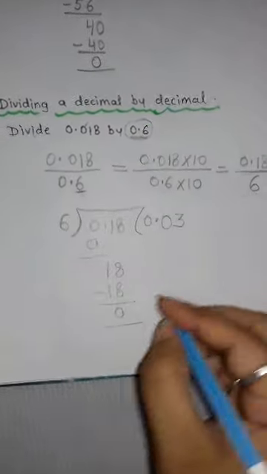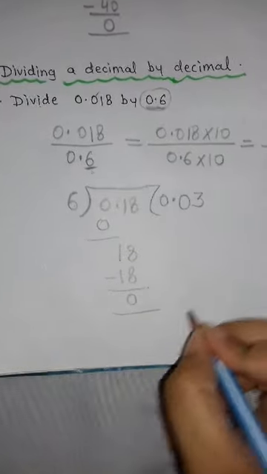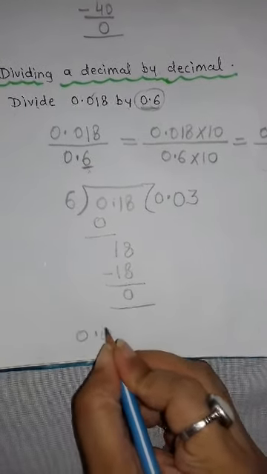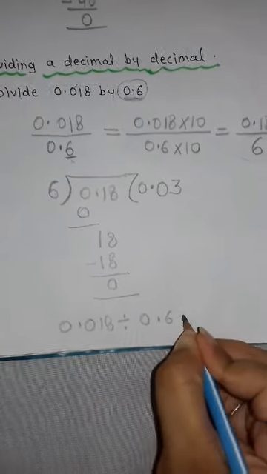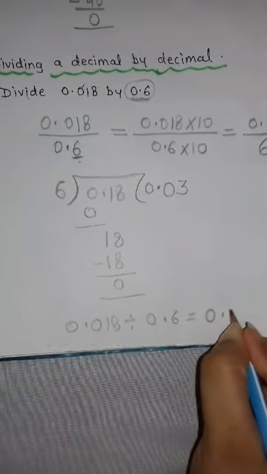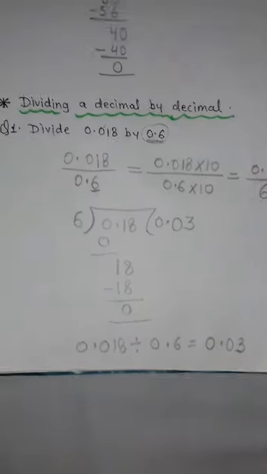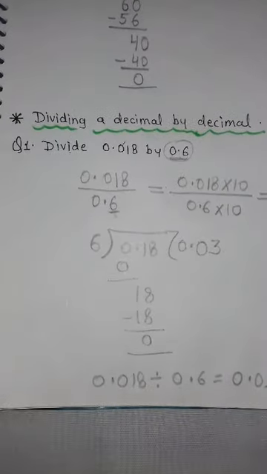So here 0.018 divided by 0.6 is equal to 0.03. So student, that was all about division of decimals.